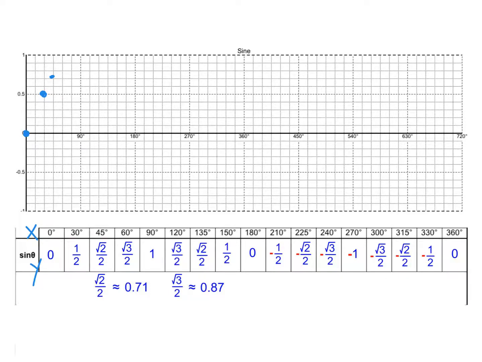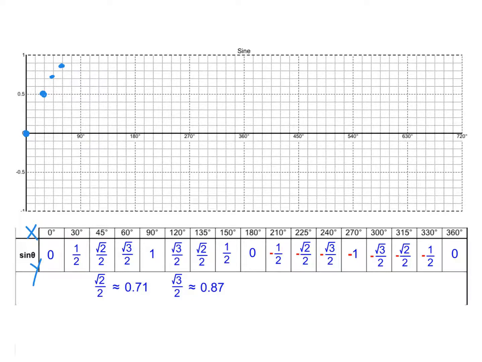Then we're going to go 60 degrees, which is root 3 over 2. Remember, the root 3 over 2 is about 0.87. So I'm going to go 60 degrees, which is one more hash mark, because that's 15 degrees past the 45. One more hash mark, and then I estimate going up about the 0.87 there. And again, we can get as close as we can. It doesn't have to be absolutely perfect, because we can only be so accurate in plotting out to like the hundredths place.